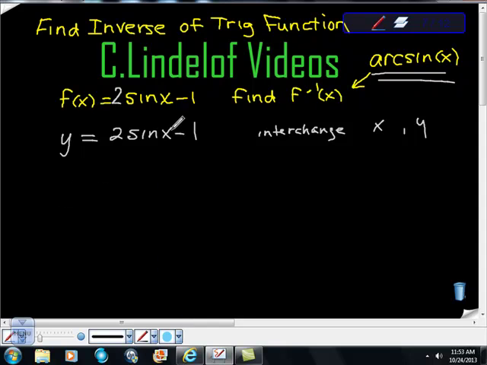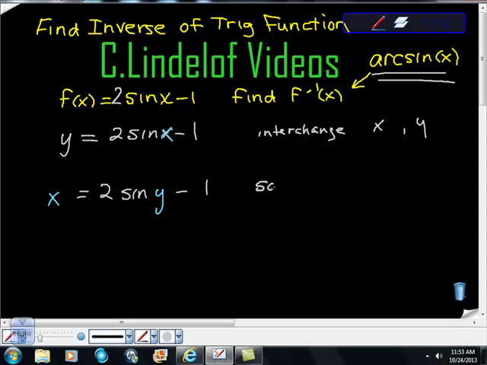So I'm going to write x here, y here, right? So that would look like this, wouldn't it? x equals 2 sine y minus 1. So that's all I did here.